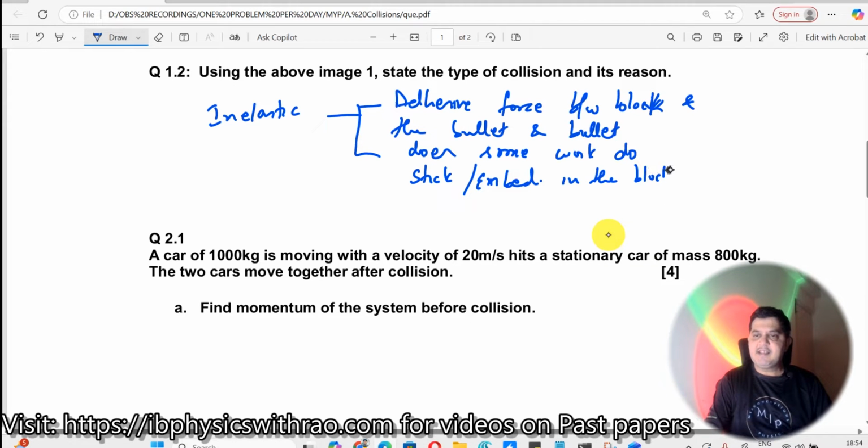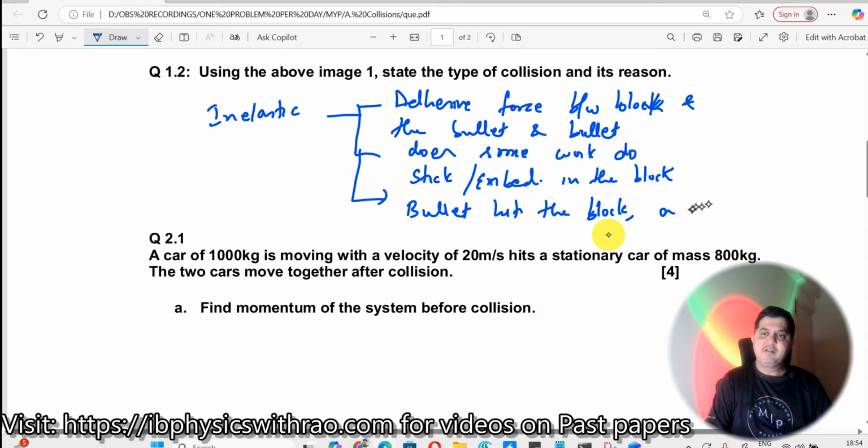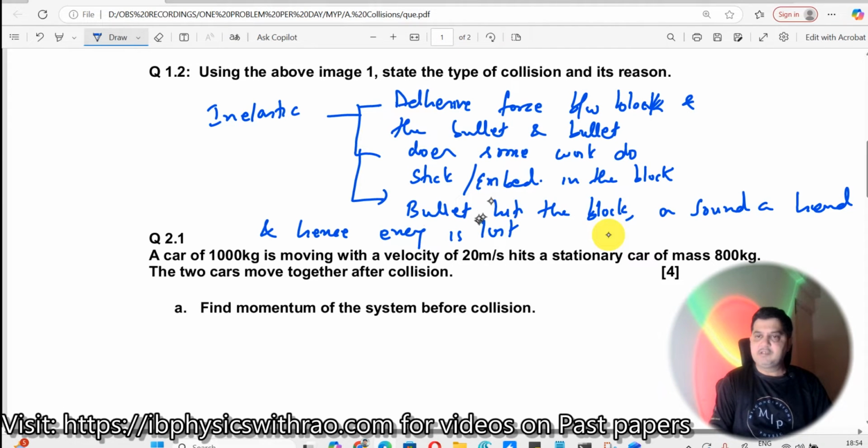And secondly, what happens over here? When the bullet hits the block, a sound is heard, and hence energy is lost. Both the reasons you can mention to say that it's an inelastic collision. And hence energy is lost, and as a result it is an inelastic collision. Next.